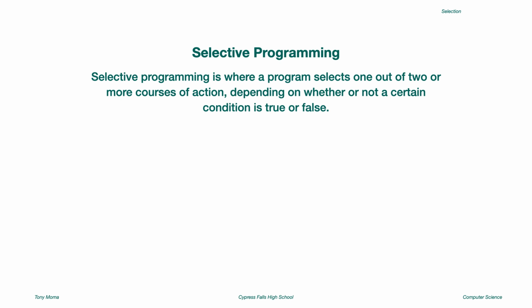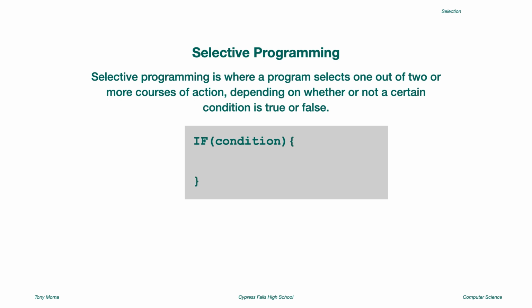Selective programming always starts out with writing the if keyword in all caps. Then, inside a pair of parentheses, we write a condition or Boolean expression. After that, a pair of curly brackets, and then inside those brackets will be a block of statements. These are a block of conditional statements that will execute if and only if the condition is true. If the condition is false, then this block of statements will get skipped over.